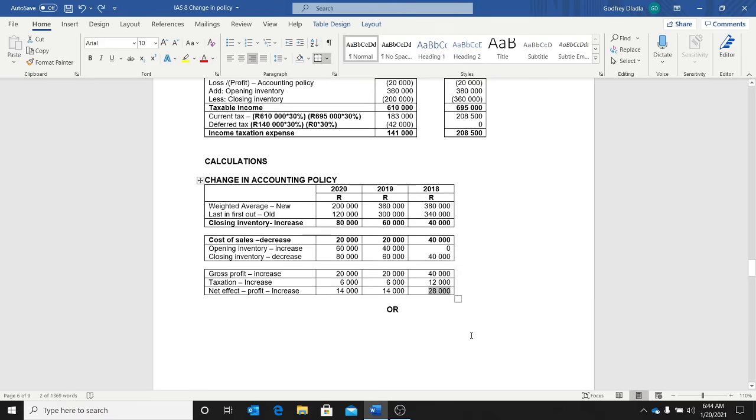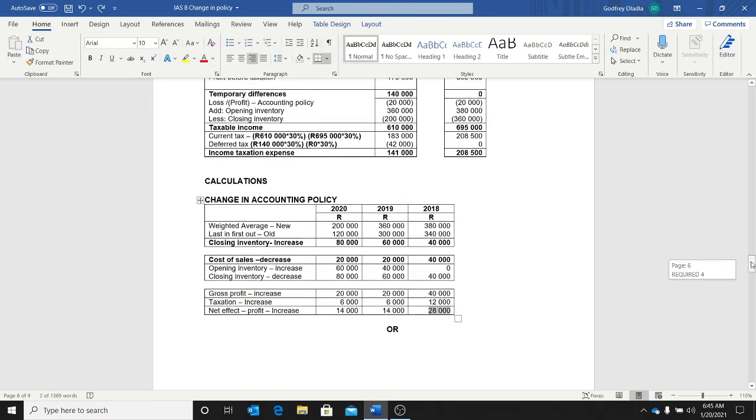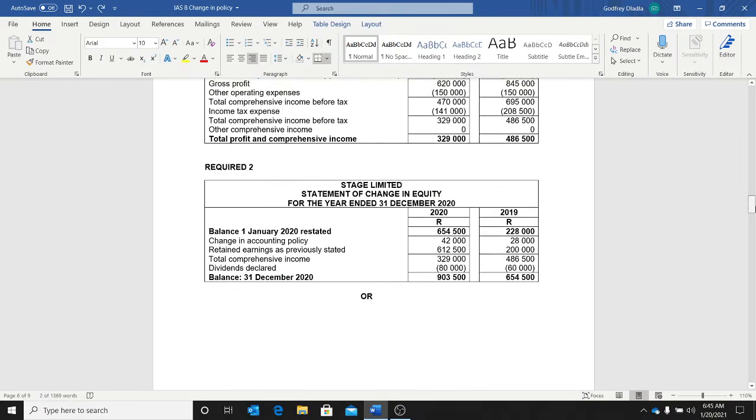Remember, we were talking about retained earnings. Retained earnings is a figure that is accumulated after tax. So you look at the after tax, you say, oh, 28,000 in 2018. It's an increase in profits of 28. Okay, I'm going to use that 28. There you go. You put the 28 net increase. So you add the 200, they give you 228.